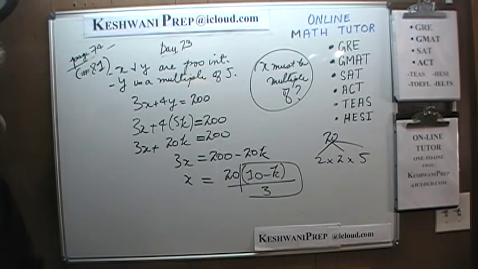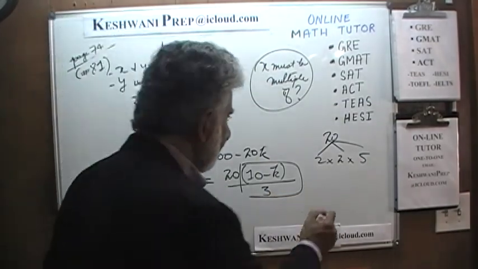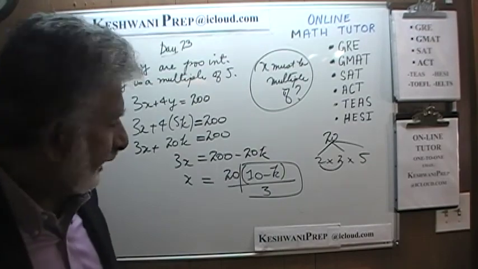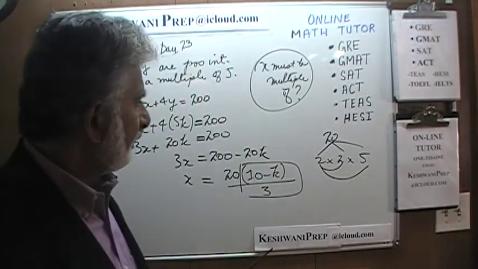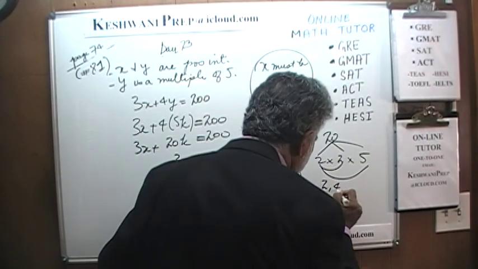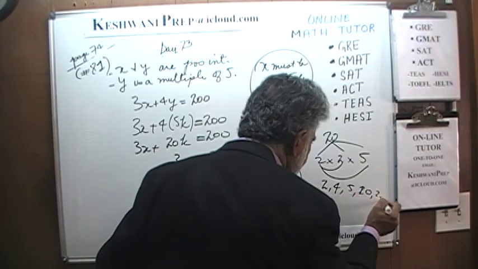Which means x is a multiple of 2, x is a multiple of 4, x has to be a multiple of 4 because it's a multiple of 20, x must be a multiple of 10, there you go. It has to be a multiple of 2, 4, 5, and of course 10 and 20.